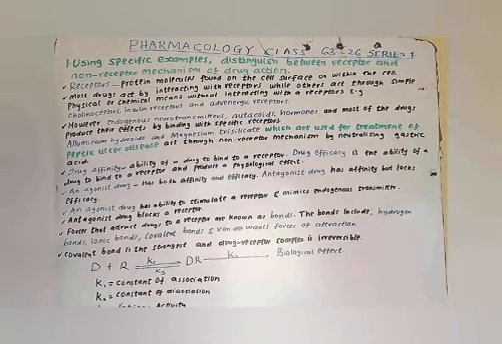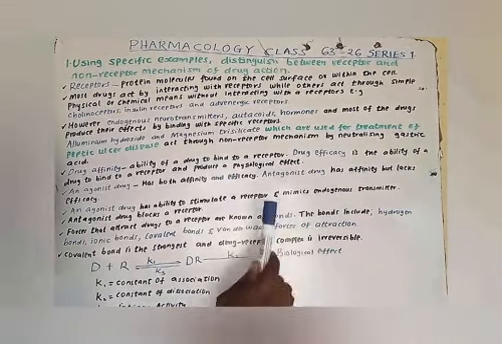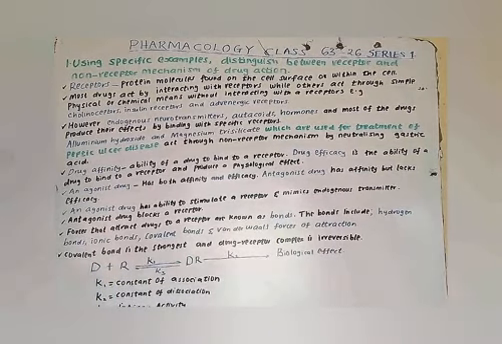Drug affinity is the ability of a drug to bind to a receptor. Drug efficacy is the ability of a drug to bind to a receptor and produce a physiological effect. An agonist drug has both affinity and efficacy. An antagonist drug has affinity but lacks efficacy. An agonist drug has the ability to stimulate a receptor and mimics endogenous transmitter. An antagonist drug, on the other hand, blocks a receptor.